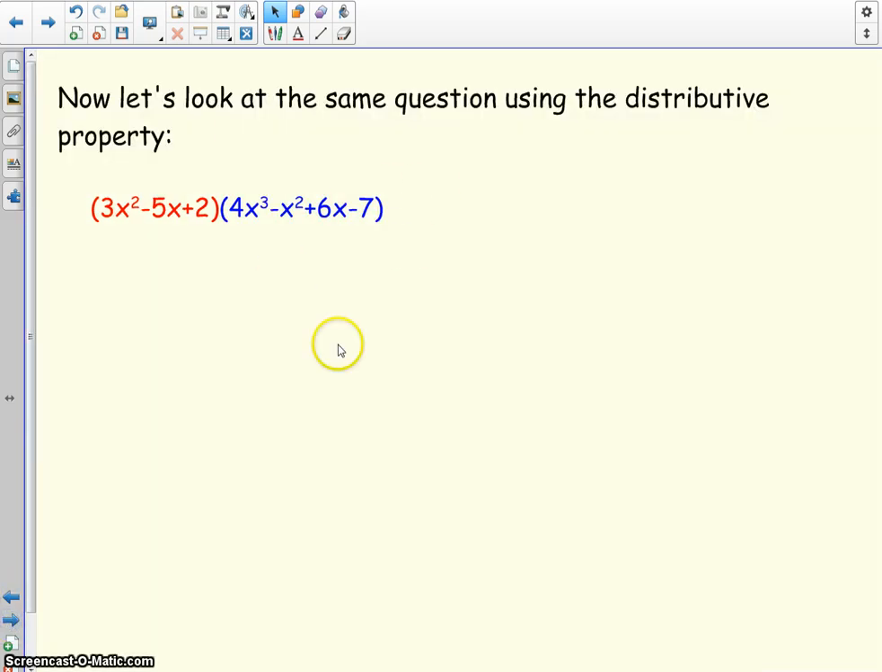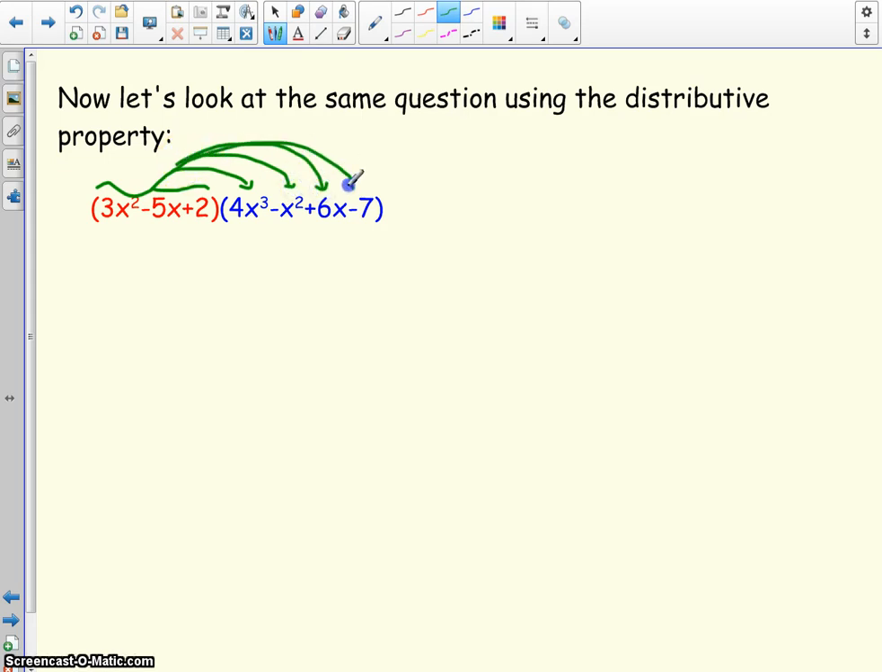In theory, we could have done the exact same thing using the distributive property. So what we'd be doing is taking this first bracket and distributing it to every single term in the second bracket. So you'd have 4x cubed, sorry, that's a bad 3, 4x cubed, all multiplied by the 3x squared minus 5x plus 2. And then you'd have minus x squared times that exact same bracket, and then plus 6x, and you get the idea. So it just distributes through, and you can see that the algebra gets kind of messy, but you'll get to the right answer.